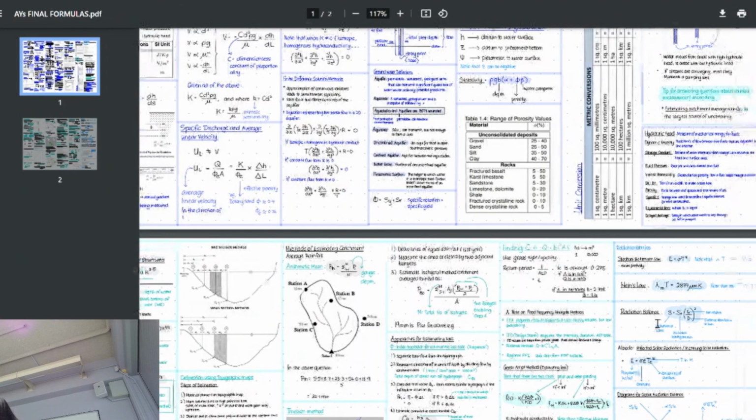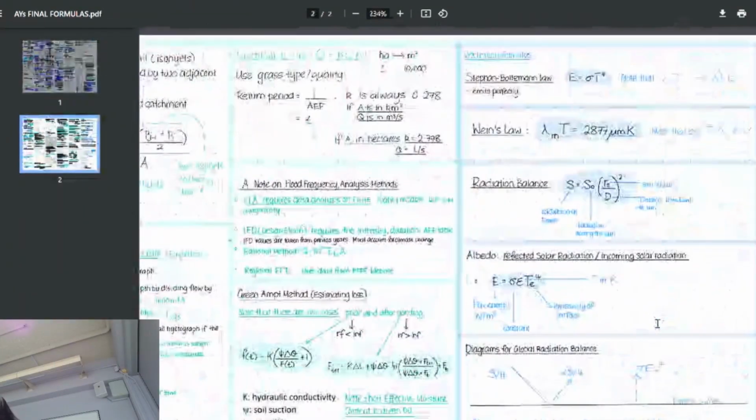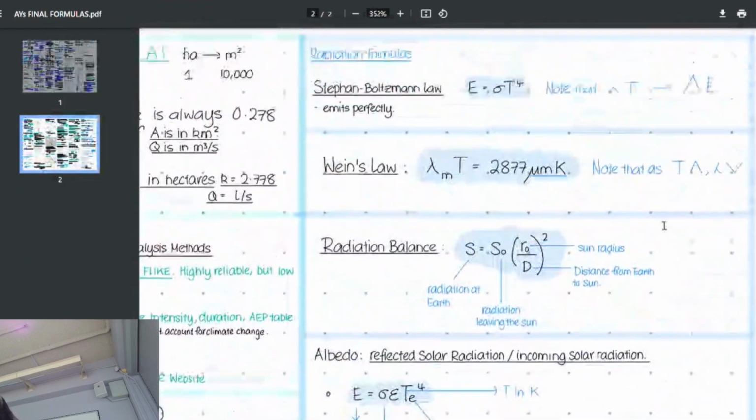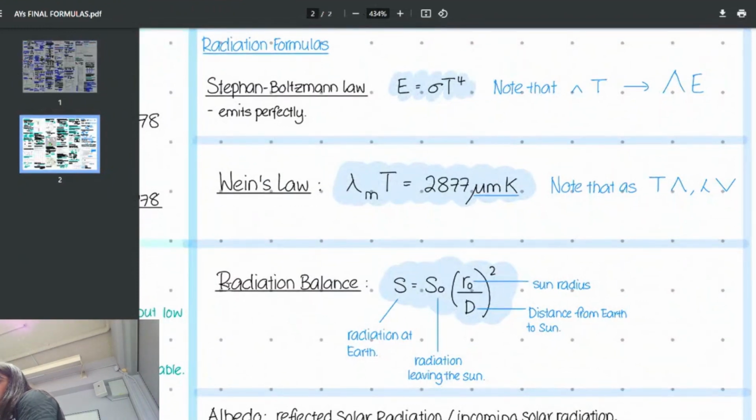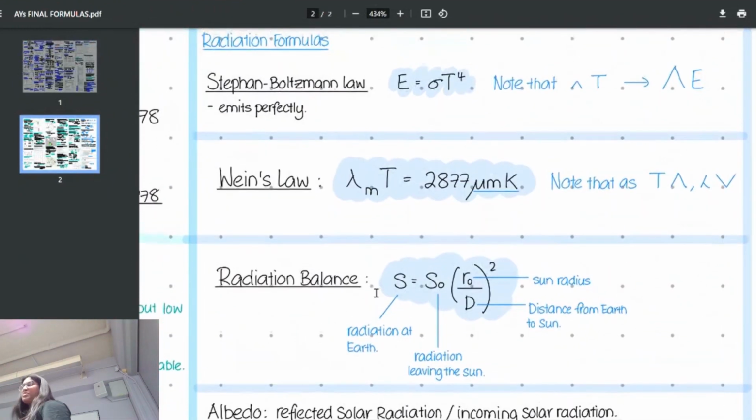So the first bit of the course is this light blue section here, which we go through in week 1. And it's all about energy, water, and radiation balance. So you've got equations like Stefan-Boltzmann's law, Wien's law, and then radiation balance. And that's all about calculating the amount of shortwave radiation, long-wave radiation from the sun and back from the atmosphere to the sun again, or into the atmosphere.